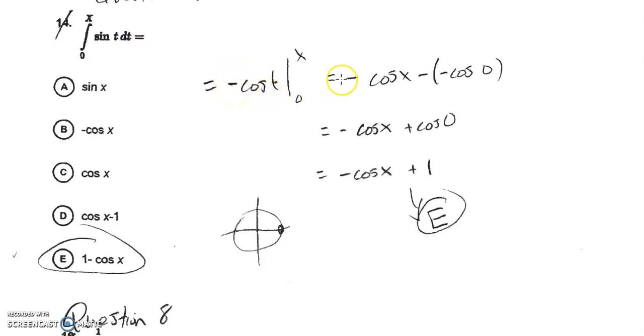Evaluate between these two. So I get negative cosine x minus a negative cosine of 0. Well, there's a double negative there, so it's a plus. So I get negative cosine x plus cosine of 0. Well, that's not here. I need to evaluate that cosine of 0. You should be able to do that. So I put a dot on the unit circle at 0. Remember, cosine is the x-coordinate, goes alphabetically. It's the x-coordinate there. It's 1. So I get minus cosine x plus 1, which is E. So the answer is E.